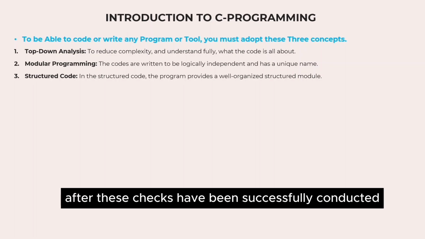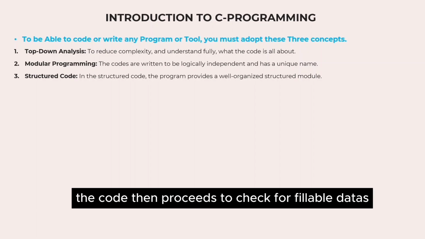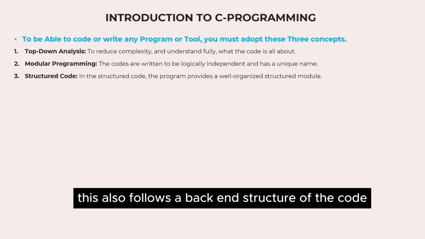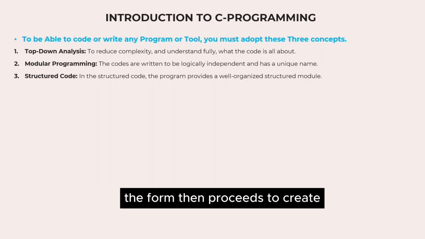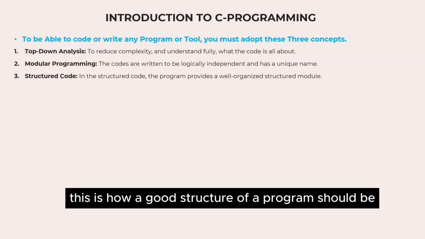After these checks have been successfully conducted and connections established, the code then proceeds to check for fillable data provided in the form to ensure the necessary fields required have been met. This also follows a back-end structure of the code. If all the requirements have been satisfied, the form then proceeds to create or insert the data provided into the database. This is how a good structure of a program should be.